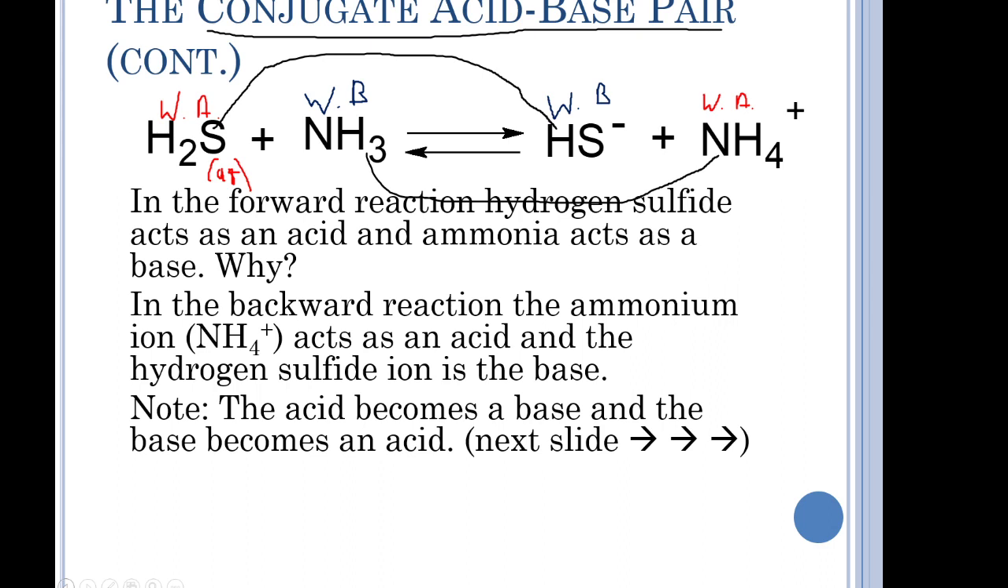So all my acids have a little bit of base in them when they donate their proton. They turn into one. Now the acid part takes precedence, but they do have a conjugate that goes with it.